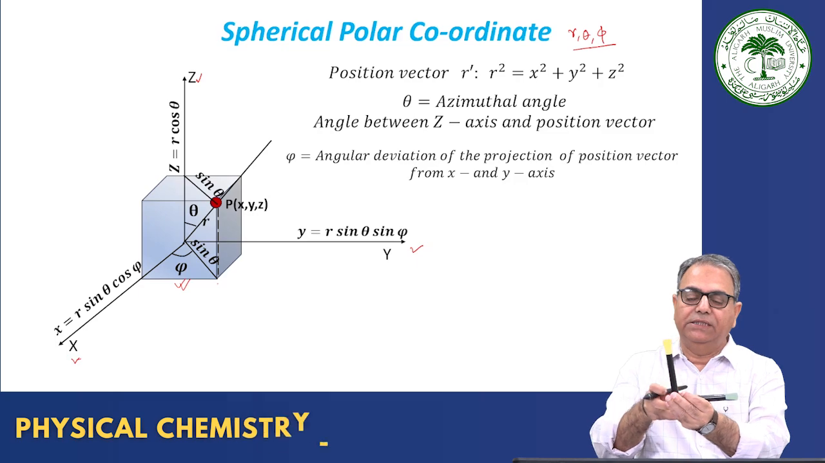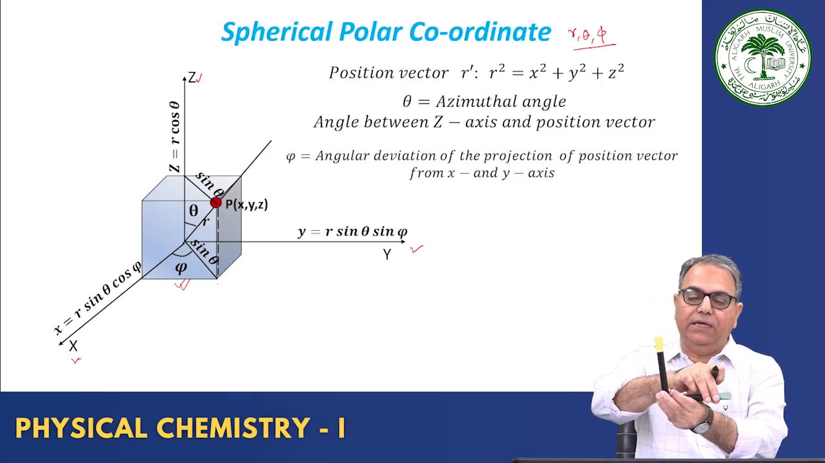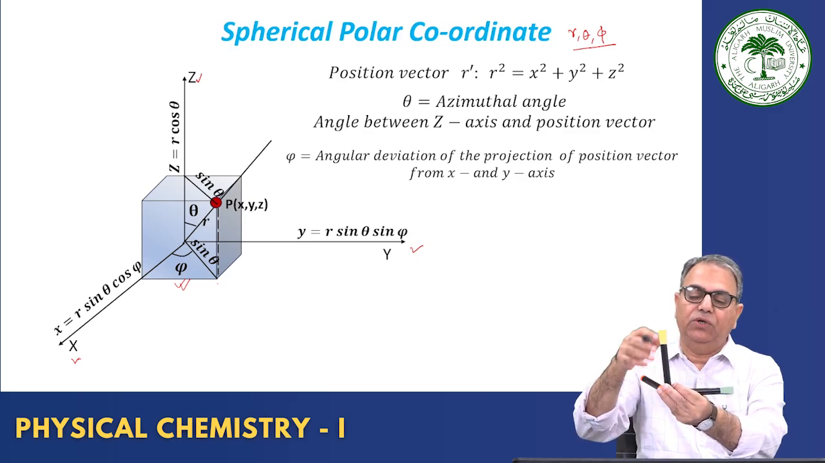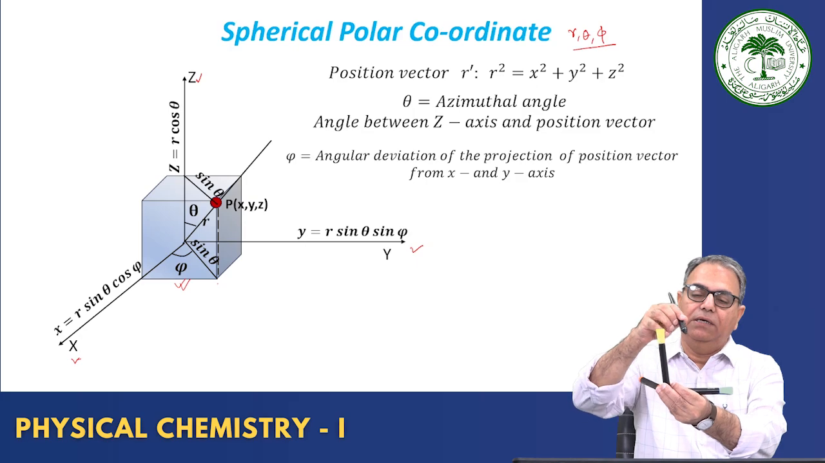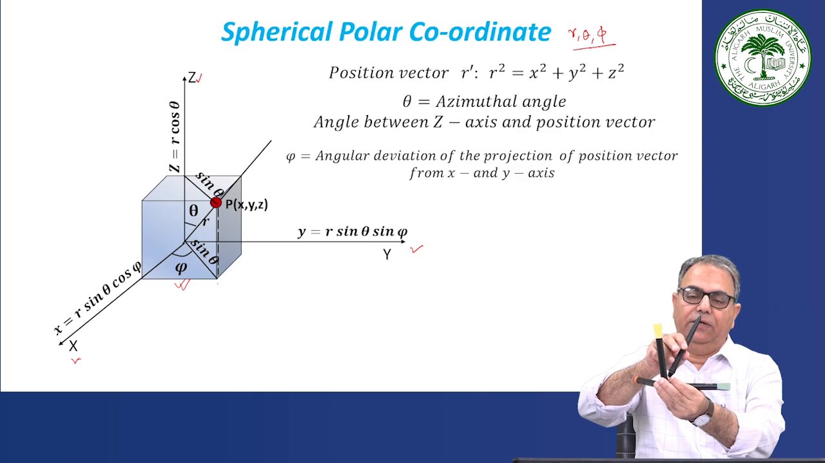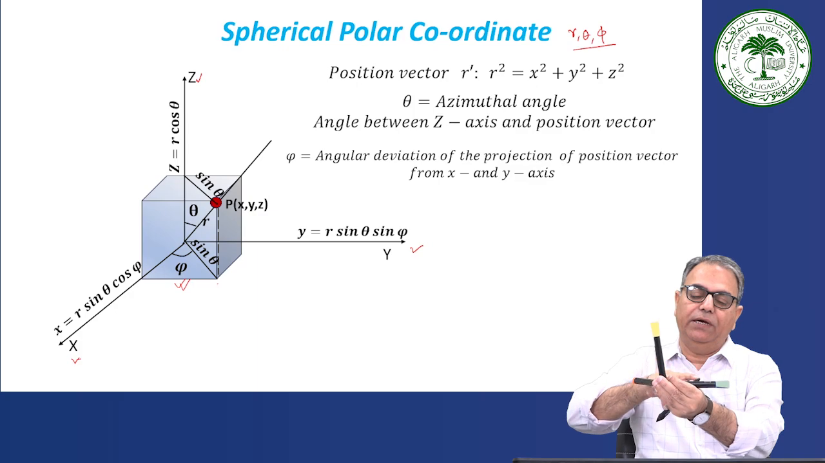Okay, consider this yellow pen to be the z axis, and your particular point is here. At this point you have the particle. Then draw a line from this to this one, and whatever angle this is making, this is your theta angle. Then from this point where your particle is present, drop a perpendicular on this plane. This is your xy plane.